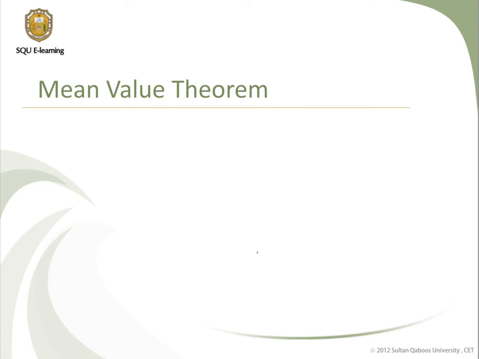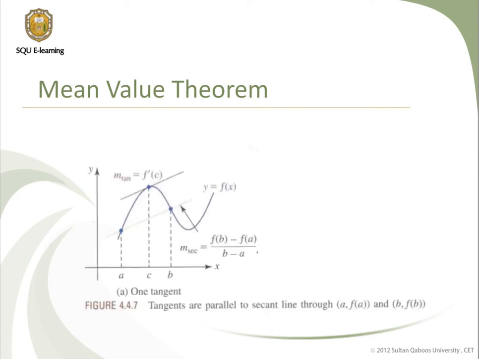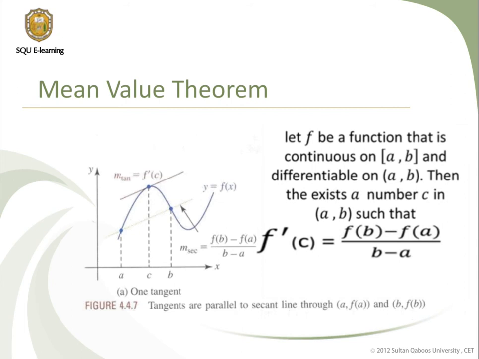One of them is the mean value theorem. The statement of the theorem says: let f be a function that is continuous on the closed interval from a to b and differentiable on the open interval from a to b. Then there exists a number c in the interval between a and b such that f prime of c is equal to f of b minus f of a, divided by b minus a.